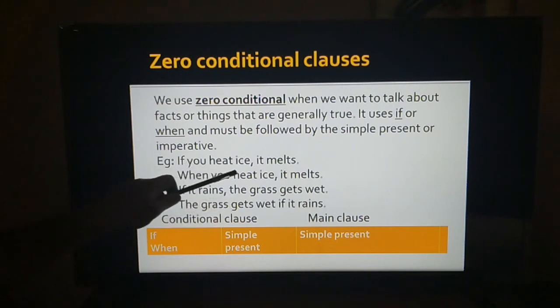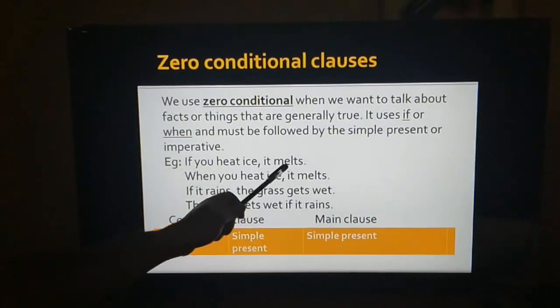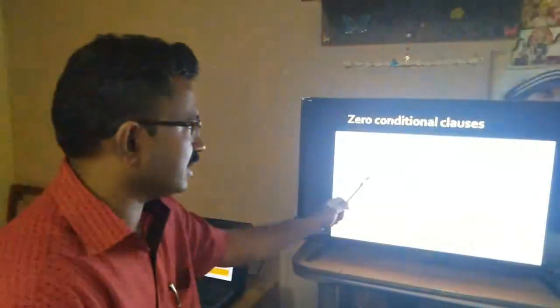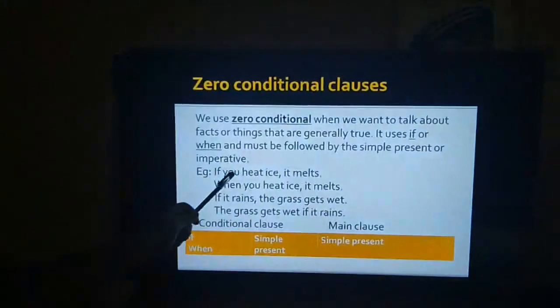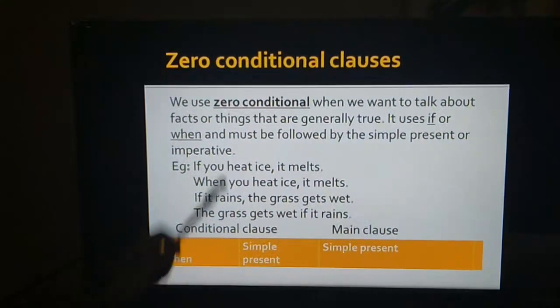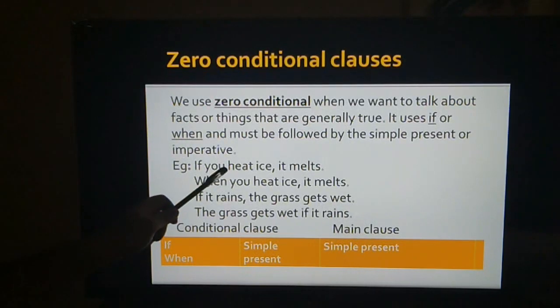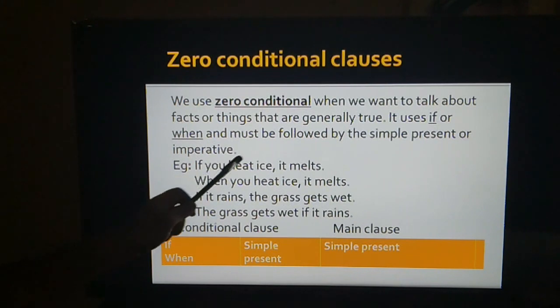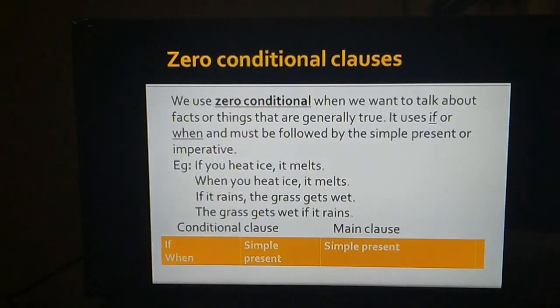If you heat ice, here we have started the clause with if. So this is the if clause, and after that there is a comma. Okay, this is the main clause, it melts, that is the main clause. So in both these clauses we use simple present tense. The tense of the verb here is simple present: heat, melts, simple present form.